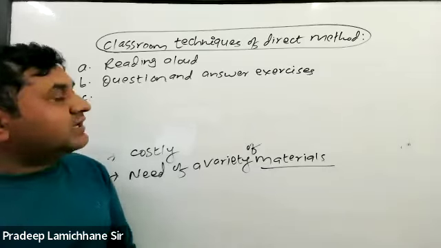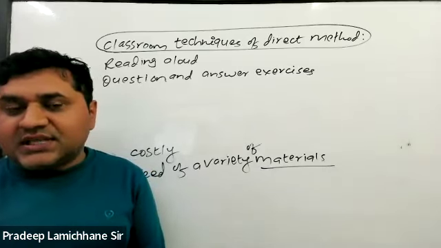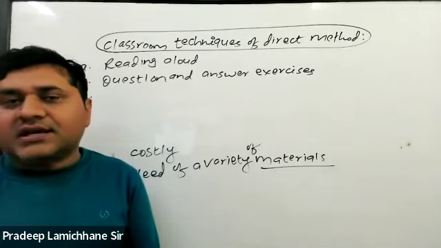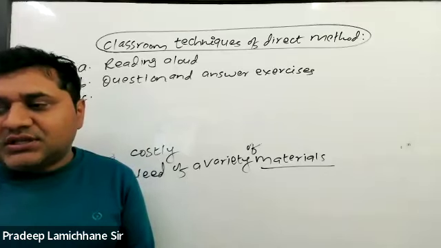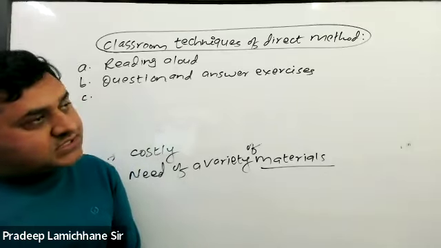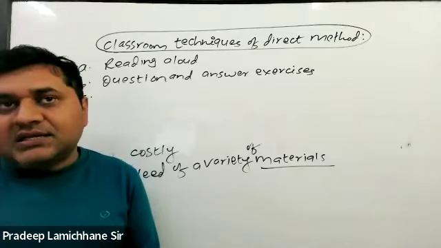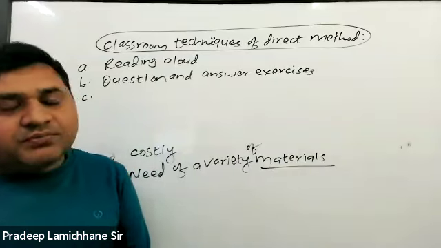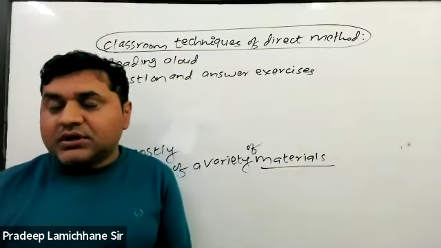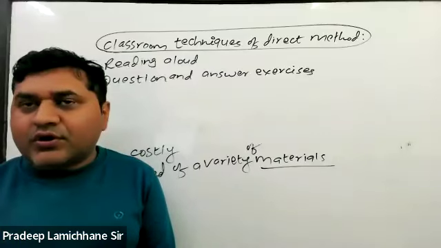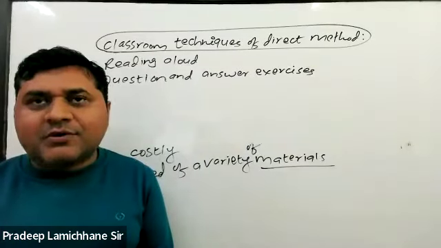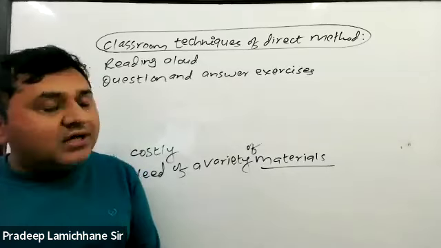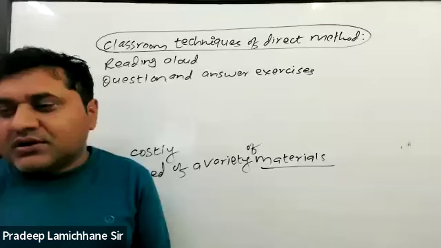Under the direct method, reading aloud is necessary. When students read a passage, story, drama, any kind of literary text or any kind of comprehension passage, they improve their pronunciation, speaking, vocabulary, and speaking fluency as well. When you read aloud, you improve your fluency. You understand vocabulary, you understand grammar structure, you gain overall linguistic competence. That's why reading aloud activities are conducted in it.